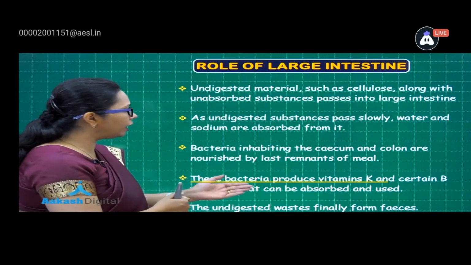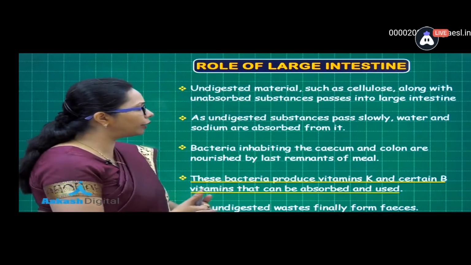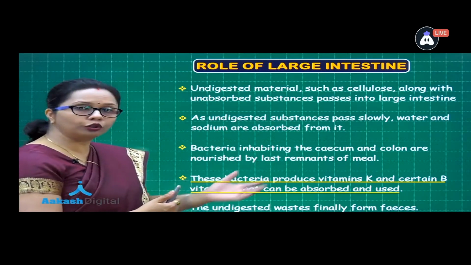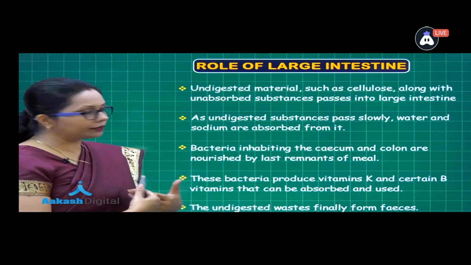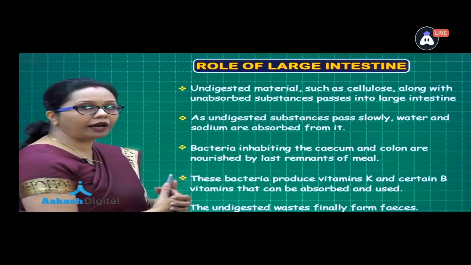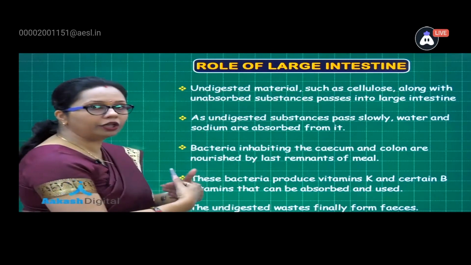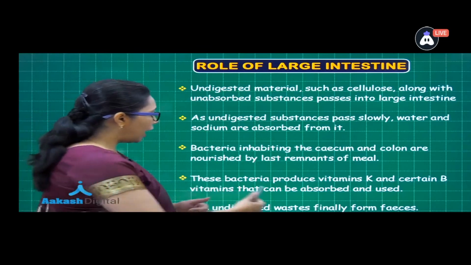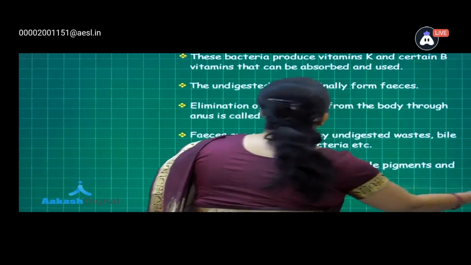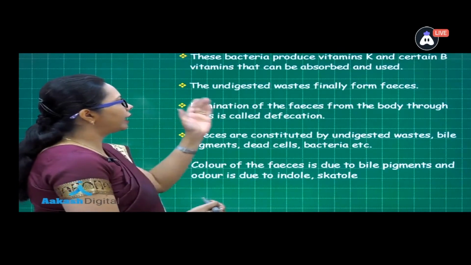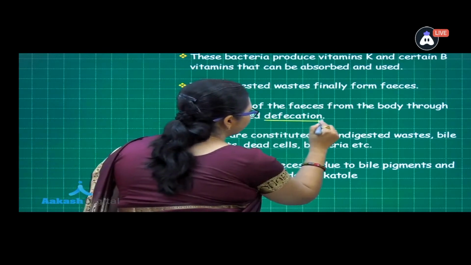The action of the bacteria certainly produces gases, but at the same time these bacteria also produce vitamin K and some of the vitamins from the B group, which can be absorbed and used by us. That's why we call these bacteria symbiotic, because we provide them with the raw material and in turn we benefit from these vitamins. The undigested waste finally forms the feces, and these feces are eliminated; the process of elimination is called defecation.